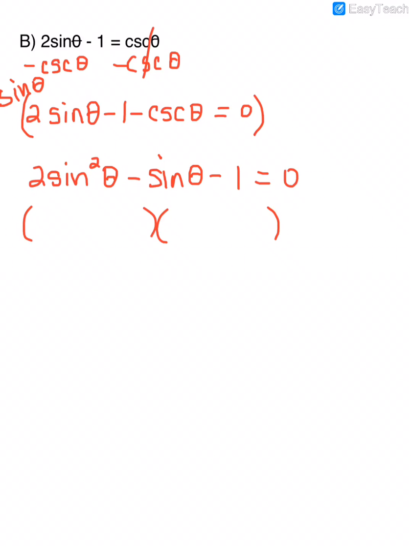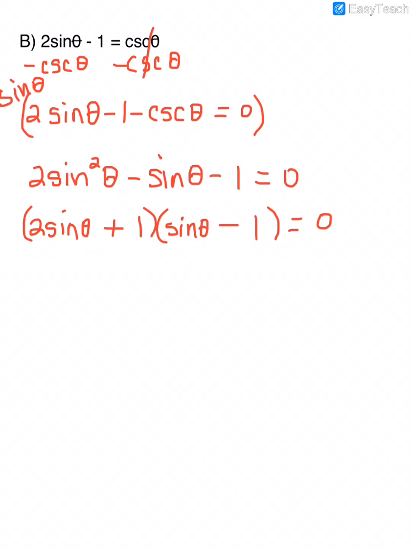So if I think about what I can multiply to get 2 sine squared theta, I would multiply 2 sine of theta times the sine of theta. The only factors of 1 are 1 and 1, so I know that has to go in these 2 spots. And then my second sign is negative, so I know that the signs in my binomials are going to be different. And since my middle term is negative, my biggest product also has to be negative. So that would be negative, and that would be positive, equals 0.